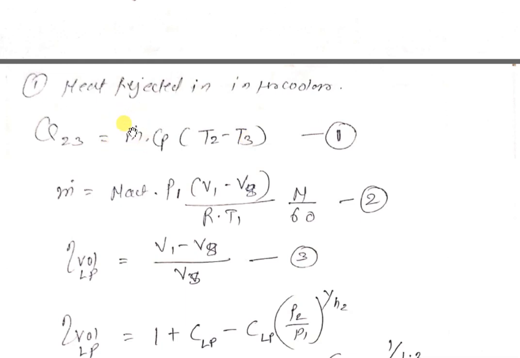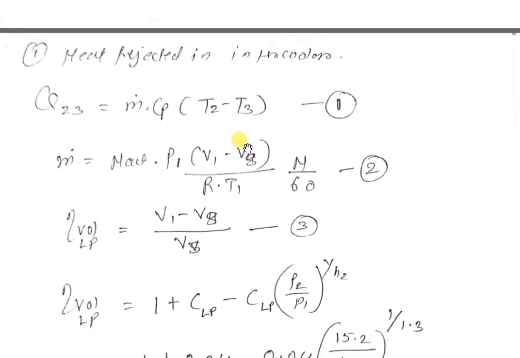First we have to calculate mass, because mass is not given. We have to calculate T2 also. T3 is known to us because T3 is equal to T1. m is equal to N acting P1 (V1 minus V8) upon R T1 into N by 60. Now here V1 minus V8 is also not known to us, so we have to calculate V1 minus V8 first.